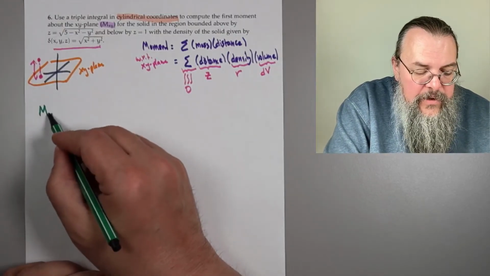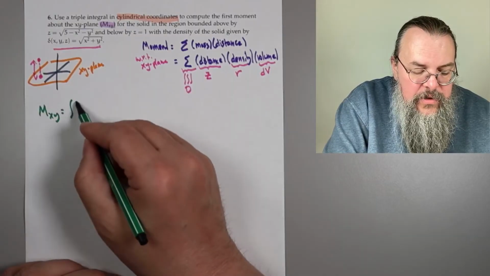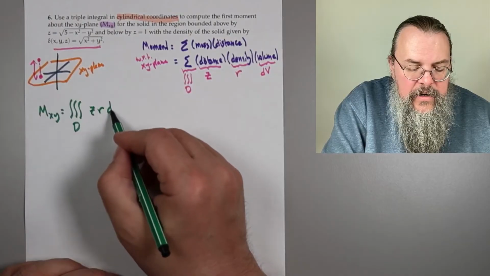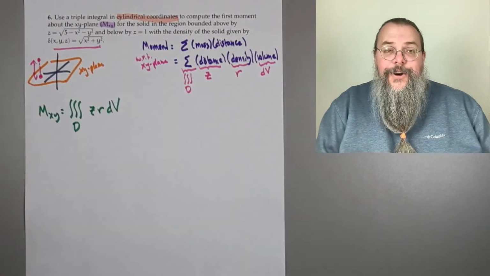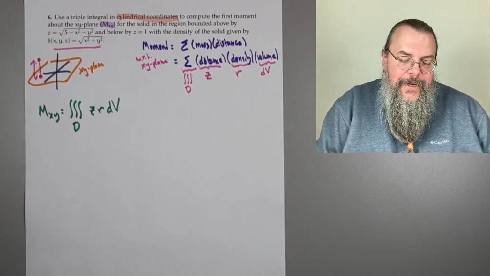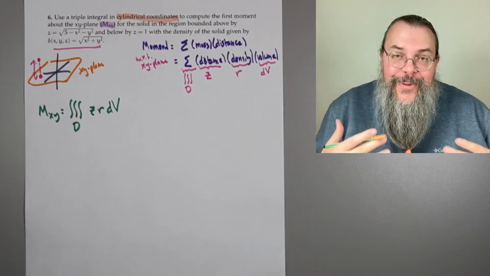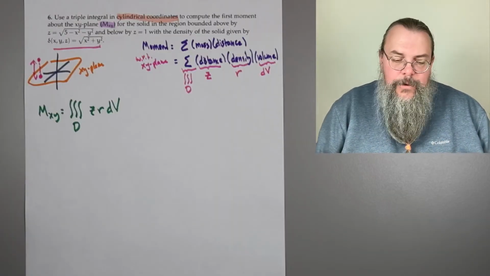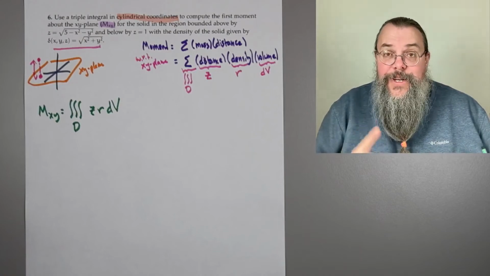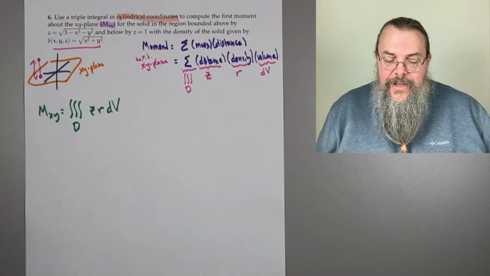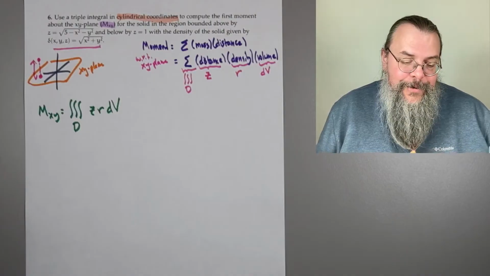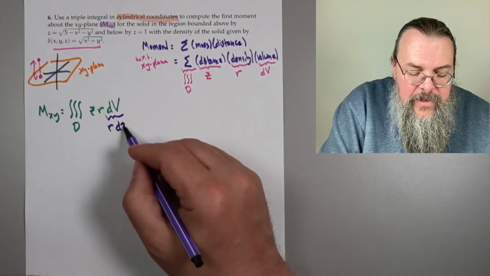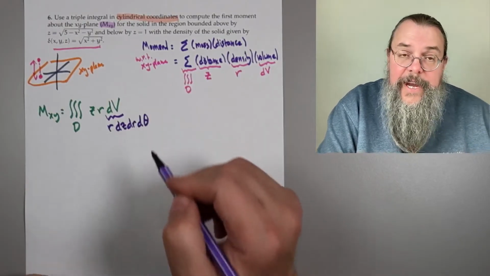So Mxy is going to be the integral over our region of z r dV. Whew. Well, we're at the starting blocks, right? There are a couple things that are pretty straightforward. We are in cylindrical coordinates, so we know how to handle the dV part. That's a freebie. We should know that one. And so the dV is r dz dr d theta.